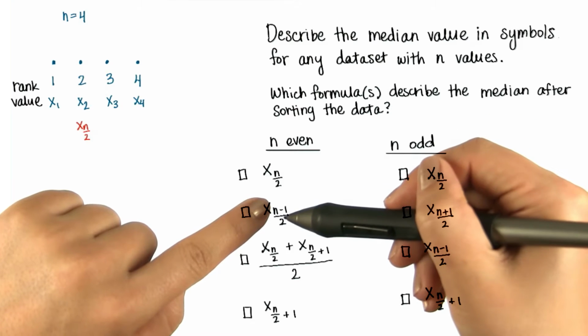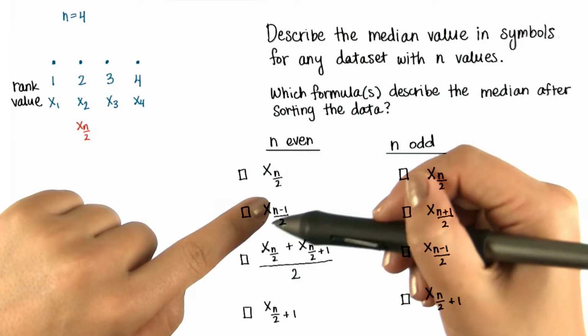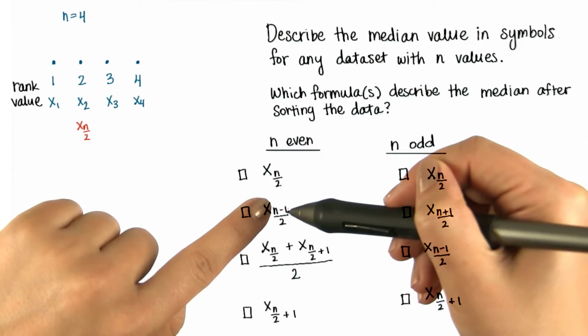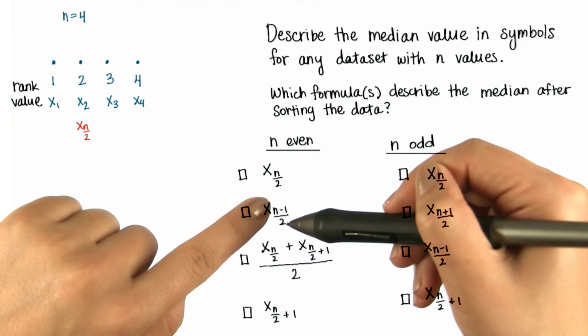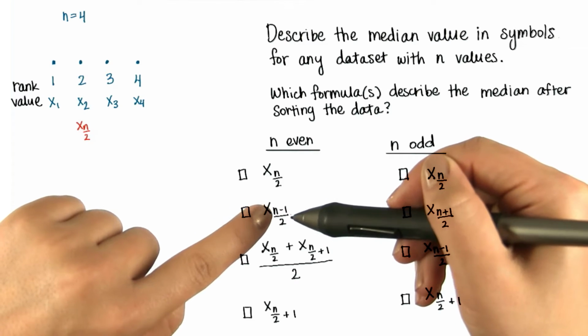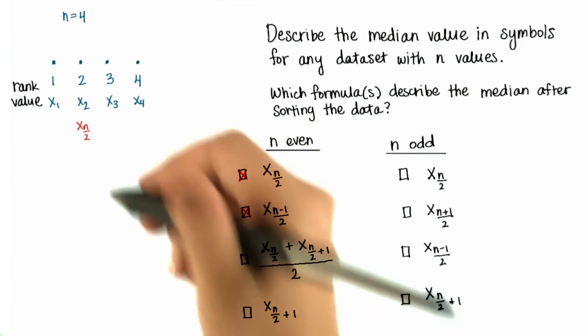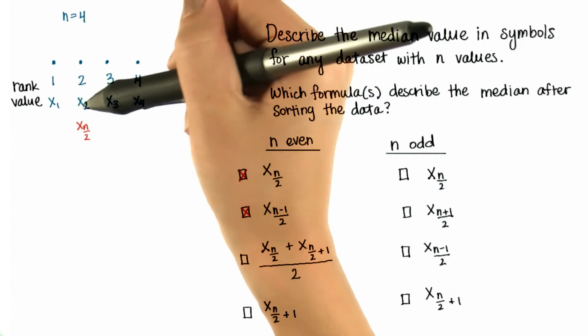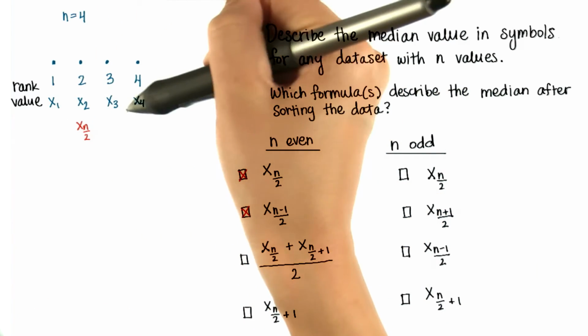The rank n minus 1 divided by 2 would be 4 minus 1, which is 3, and then divided by 2, which is 1.5. And that doesn't exist. We don't have any with a rank of a decimal value, only integer values.